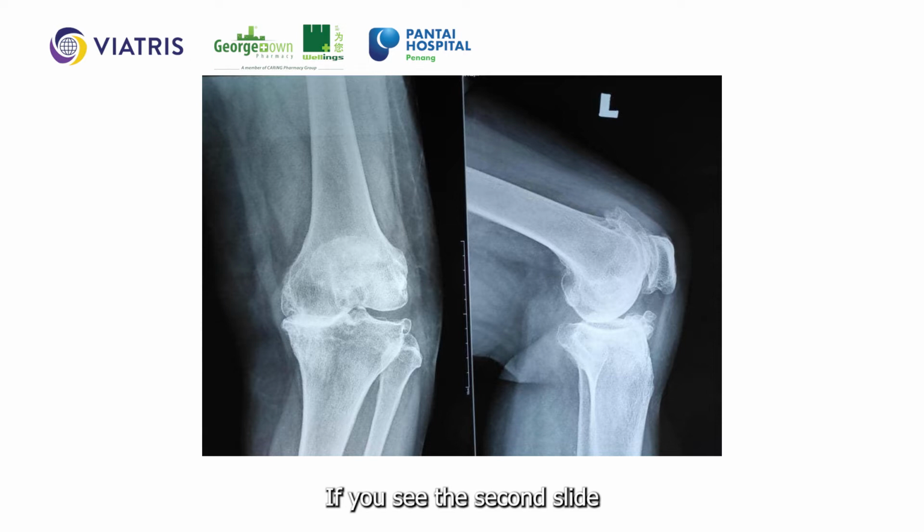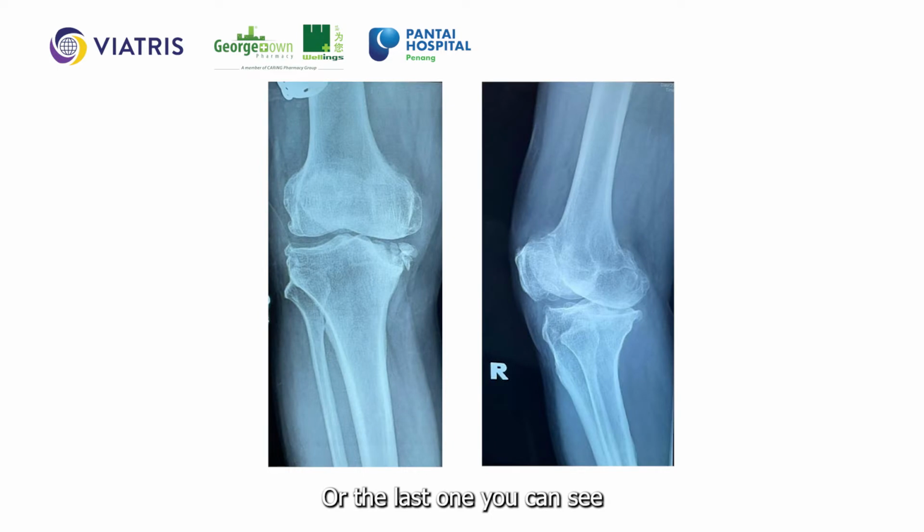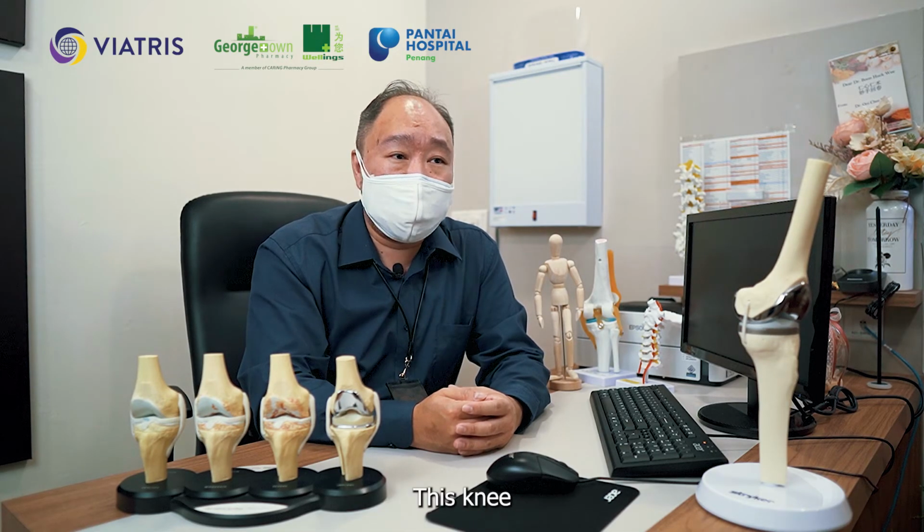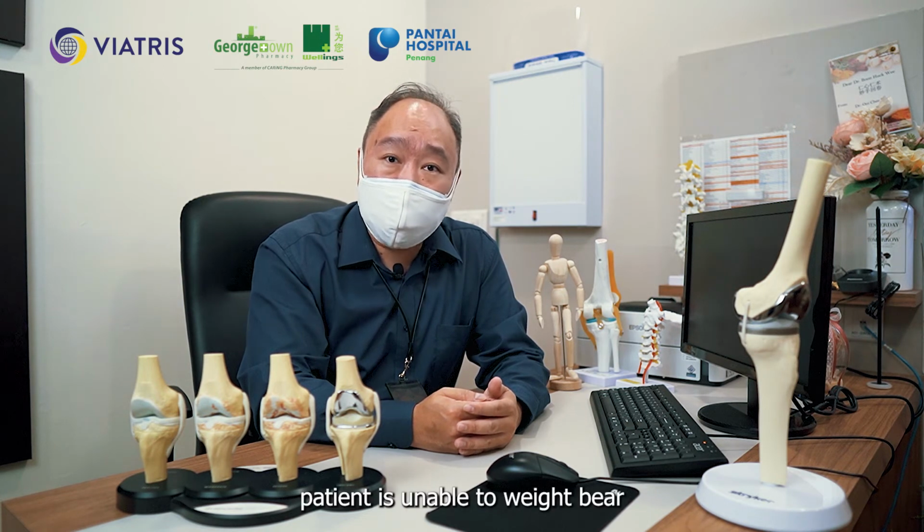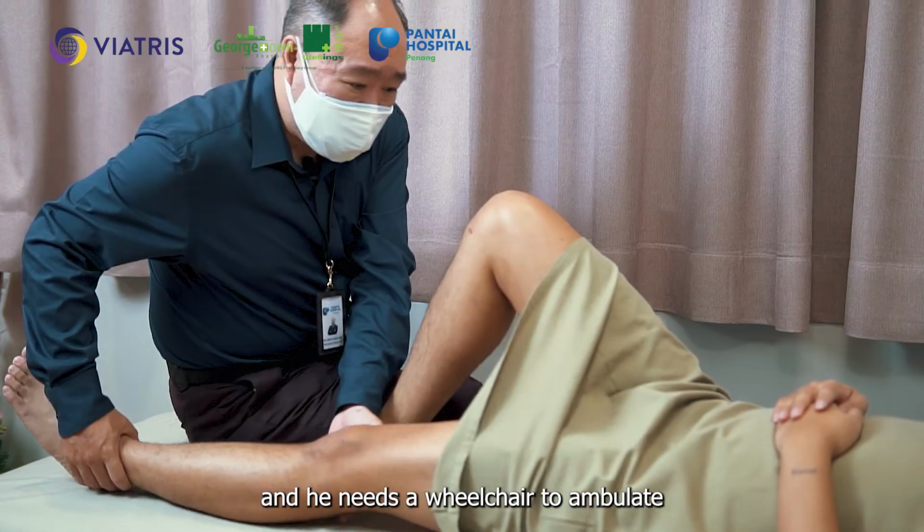In the second slide, you can see the inner part of the knee, or medial side of the knee, is actually knocking each other. This knee will have a very significant deformity, meaning the knee is bending inwards and the patient will have difficulties in walking. In the last one, you can see the inner part of the knee already fractured. This small piece is actually fractured due to knee osteoarthritis. It's not a common presentation, however, it does happen sometimes. This patient is unable to weight bear and needs a wheelchair to ambulate.